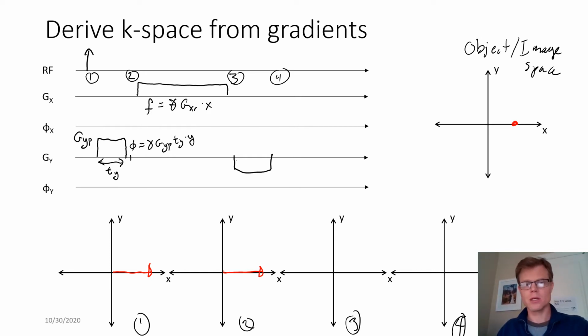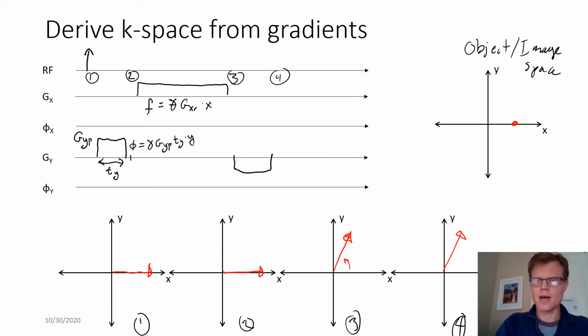But then during the frequency encoding gradient, as in the earlier example, it's going to accumulate some net phase, and then during that, again, it's not affected by this reversed phase encoding gradient.